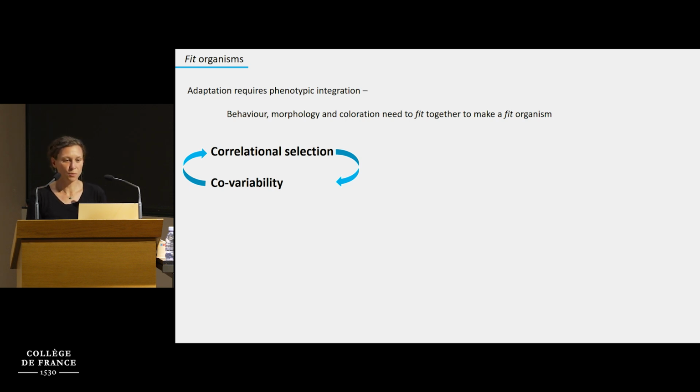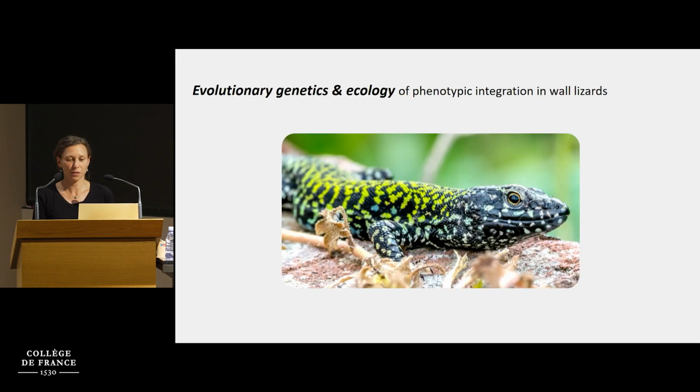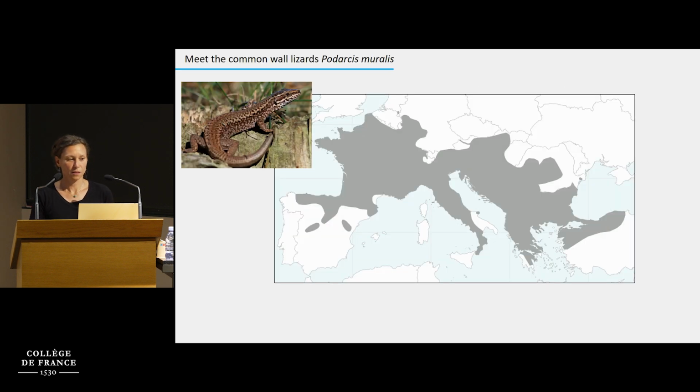So I've given you a little bit of conceptual background on phenotypic integration. And the rest of this talk I'm going to spend on the evolutionary genetics and the ecology of phenotypic integration in wall lizards. In this talk, I'm going to focus on one species, the common wall lizard, Podarcis muralis, which has a very broad distribution across Europe. It occurs from western areas of Spain until Turkey in the east.